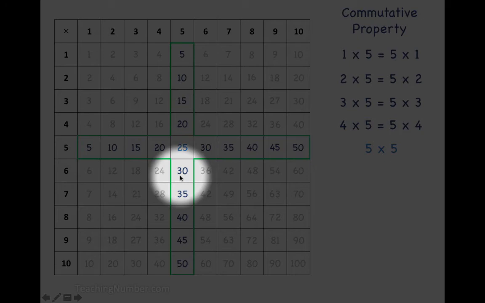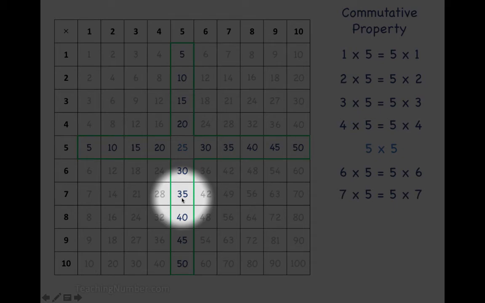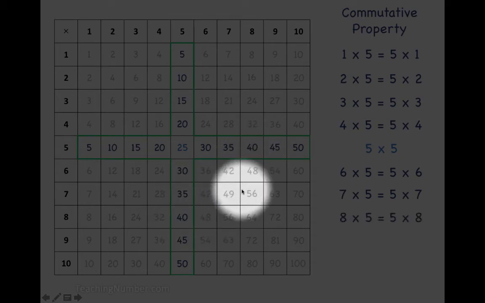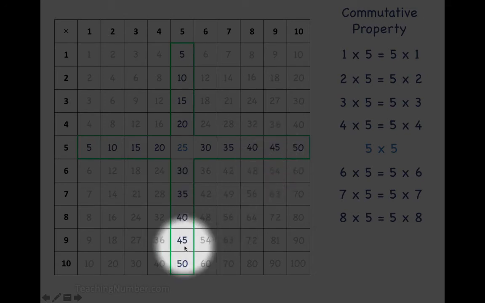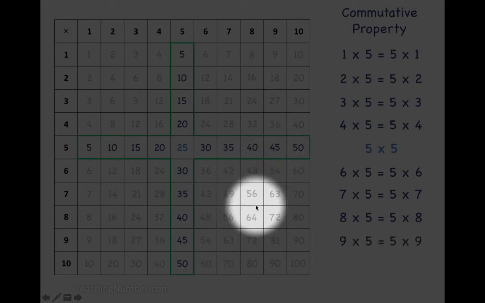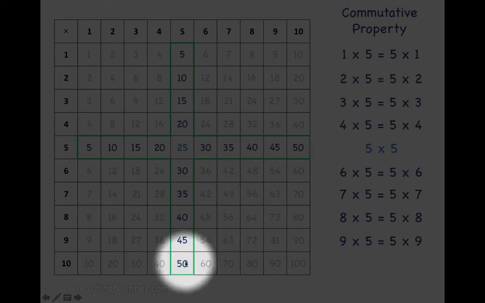5 6s or 6 5s make 30. 5 7s or 7 5s make 35. 5 8s or 8 5s make 40. 5 9s or 9 5s make 45. And 5 10s or 10 5s make 50.